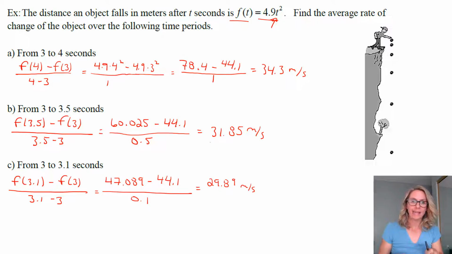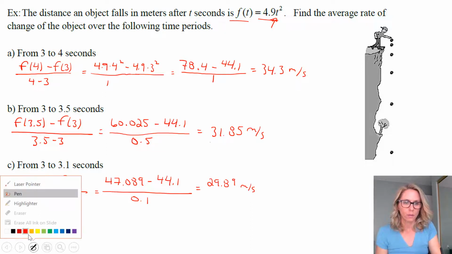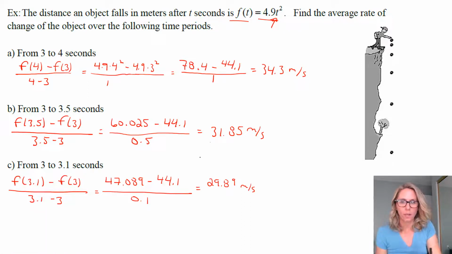Okay, so here is B, C, and D. All I want you to focus on now, hopefully you got the same numbers that I did, is when we do from 3 to 3.5, so a half second difference, we're at 31.85.